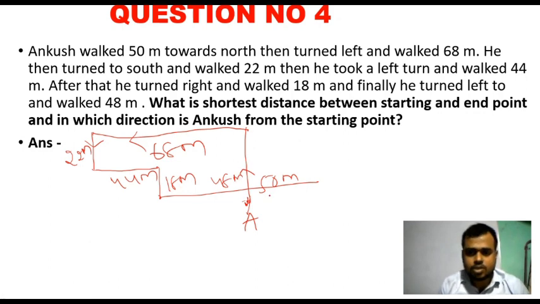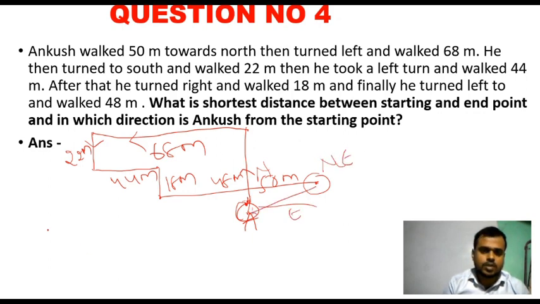Now what is the shortest distance between the starting point and the ending point, and in which direction is Ankush from the starting point? Here is Ankush's starting point, and here Ankush reaches his point. Because this is north and this is east, Ankush is in the northeast. The answer is northeast. The direction is northeast.